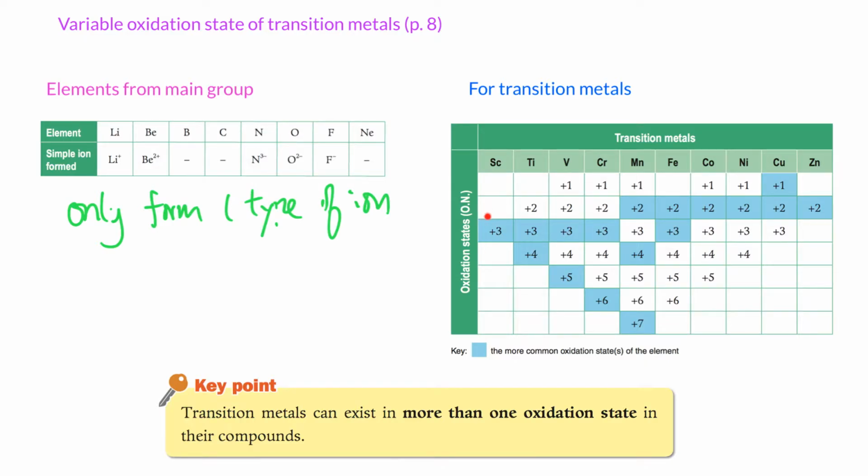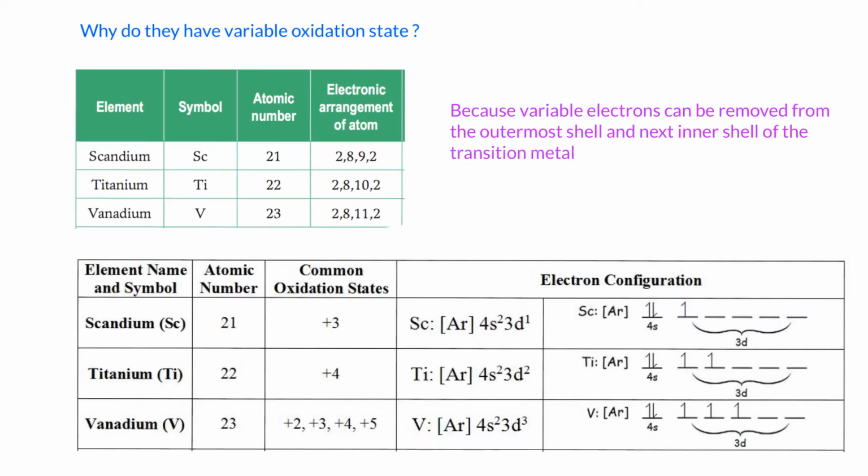But you have to realize that scandium and also zinc are the special ones. They can only form one stable ion. So for the rest of them, you can find that they can form more than one oxidation state. But among different oxidation states, some of the oxidation states are stabler than the others. So the one highlighted in blue indicates that for that particular element, that oxidation state will be stabler than the others. So why do they have variable oxidation state?